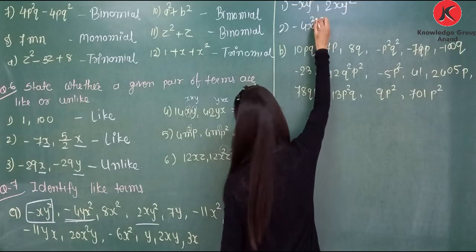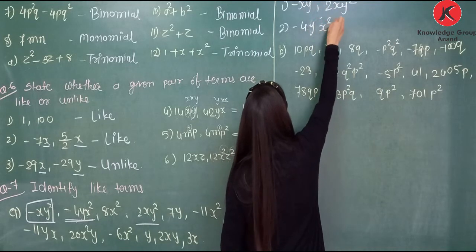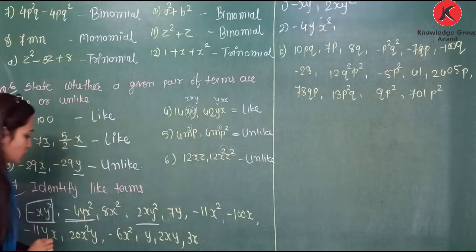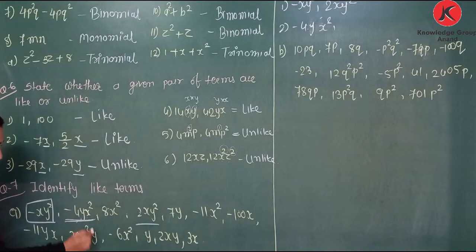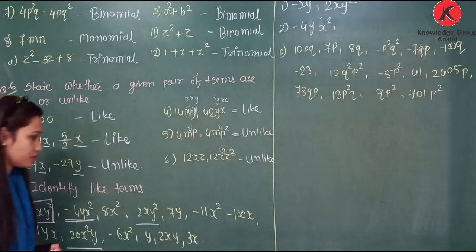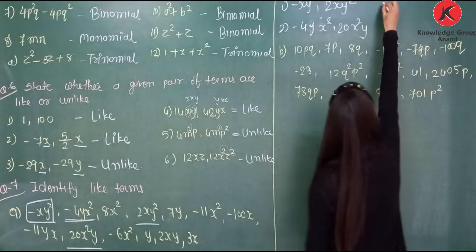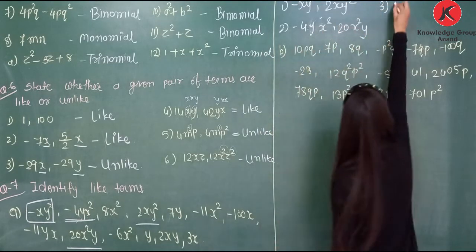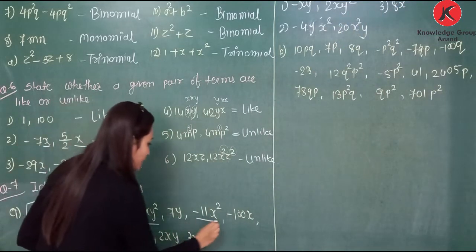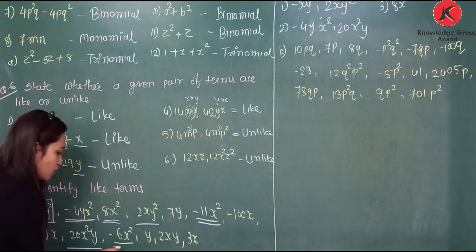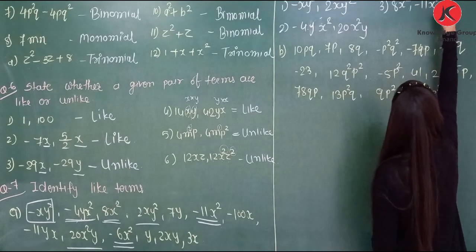Now minus 4yx square means x raised to 2 and y. So is there any term that contains yx raised to 2? Yes, here x square and y, here x square and y. So these are the like terms. You can write it as 20x square y. Now write the third pair, 8x square. Is there any term with x square? Find the term with x square. So here minus 11x square and you can see here also minus 6x square. So these are the three like terms, minus 11x square, minus 6x square.